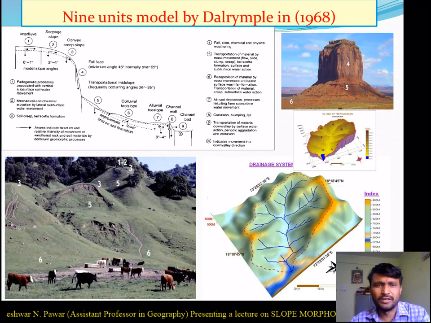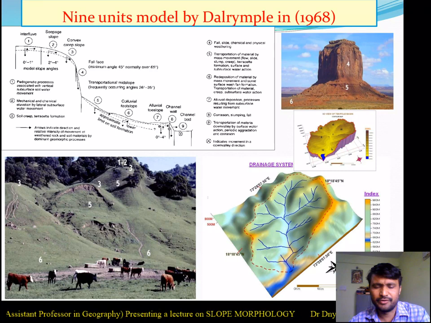The 9-unit slope model, developed by Dalrymple in 1968, is represented here from hilltop to the river segment. He has divided it into 9 slope units, containing from the valley, etc.